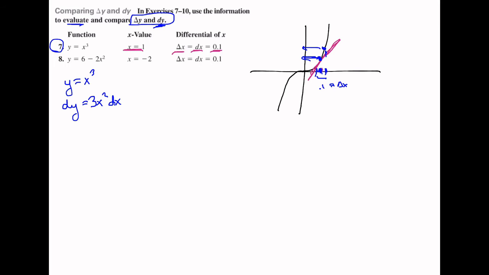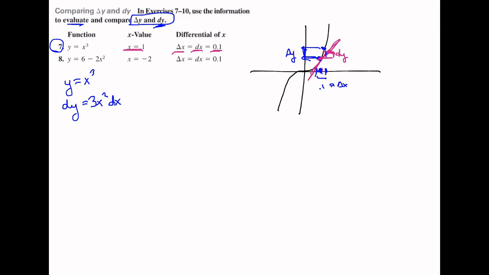Where was this y value on the curve? How are we going to approximate that? Well, we're going to look at the change in these y values from the tangent line. Where was this y versus where was this y? This distance right here is called dy. This distance here is called delta y.